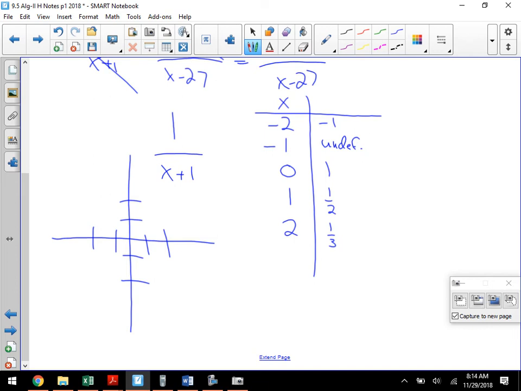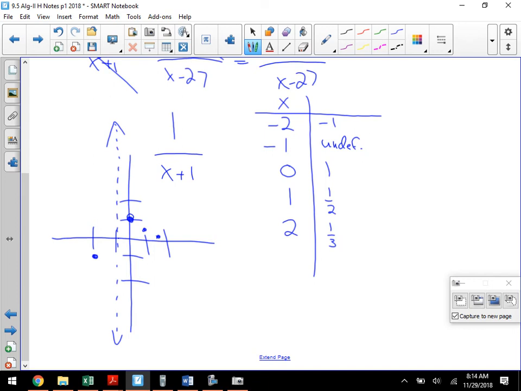at -2, we said it was -1. At -1, it's undefined. When you have an undefined value on a graph, you put an asymptote. That means at -1, it never exists. You get what's called a vertical asymptote at that value. So at 0, we said it was 1. At 1, it was 1/2. At 2, it's 1/3.